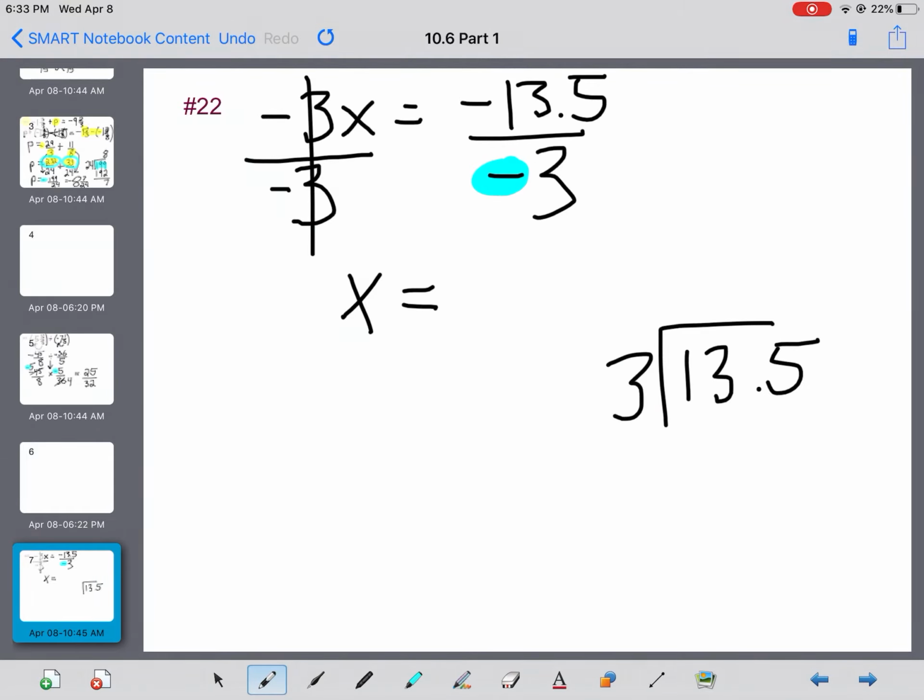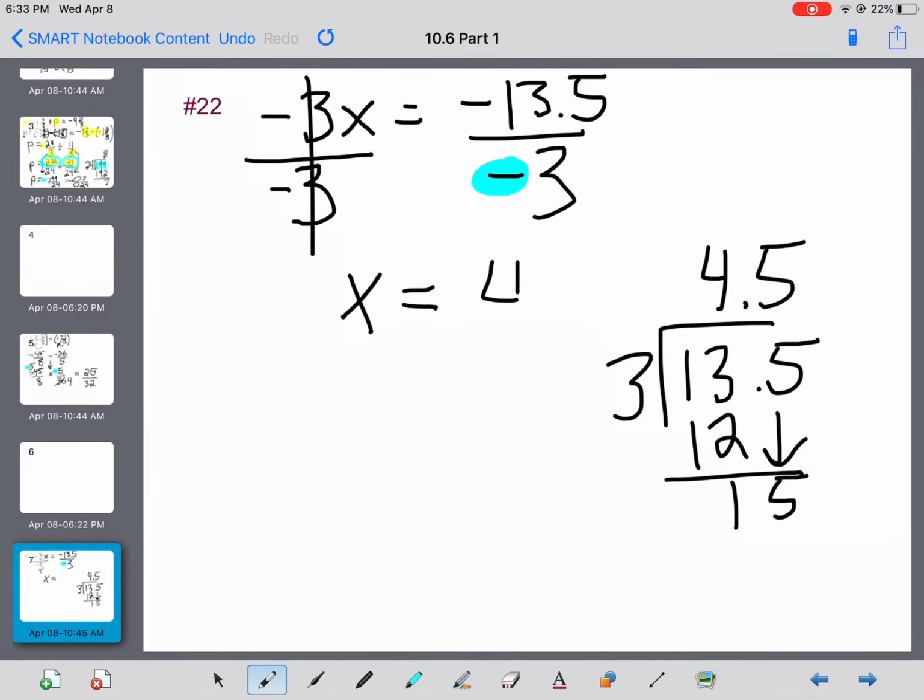So, number on the top goes in the box, and then 3. Place your decimal above in your division question. 3 fits into 13 4 times. 4 times 3 is 12. Bring down the 5. 3 fits into 15 5 times. And I get 4.5. Now I'm going to think carefully about my negatives. I had a negative divided by a negative, so therefore my answer is positive.